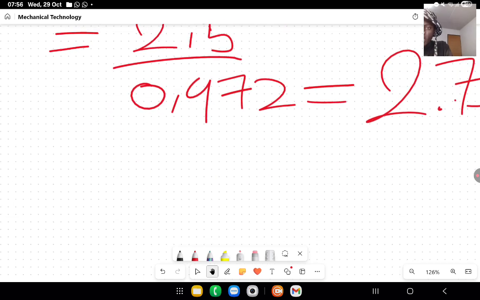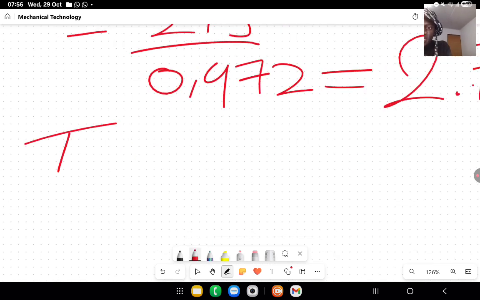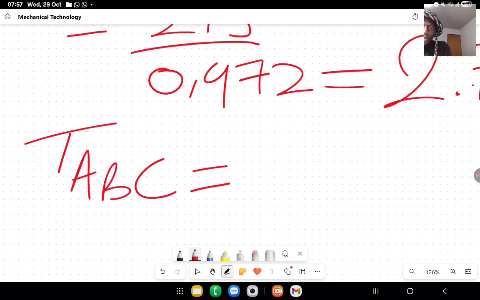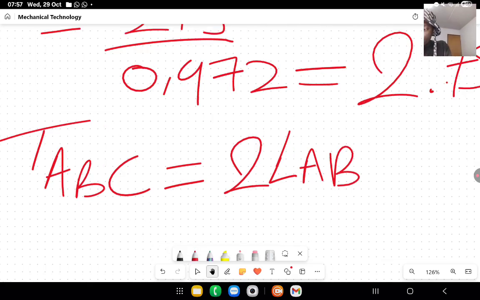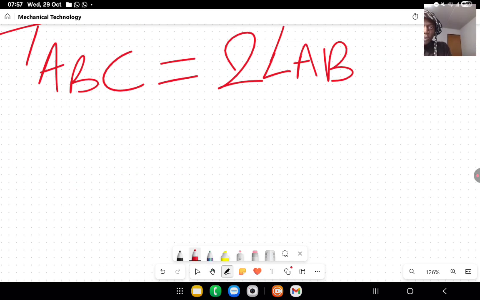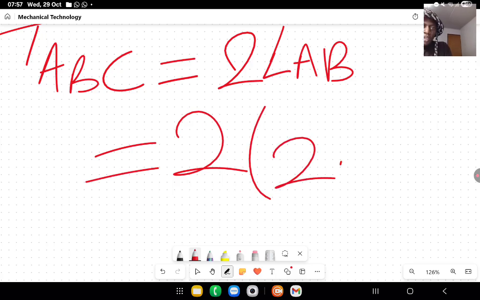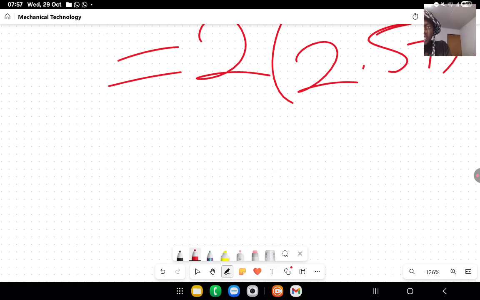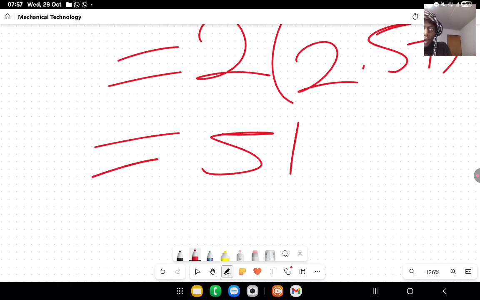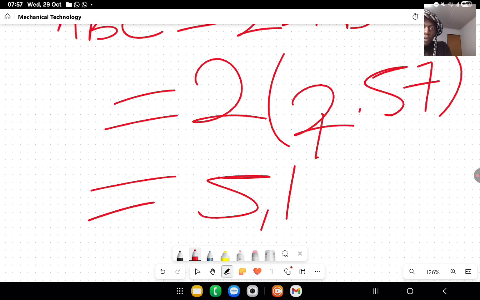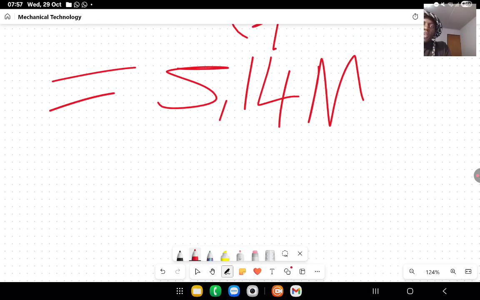Then the total length ABC is equal to 2LAB. Therefore, we are going to substitute 2LAB is 2.57. Now we are approaching the answer. Then it's equal to 5.14 meter. Now we get our answer.